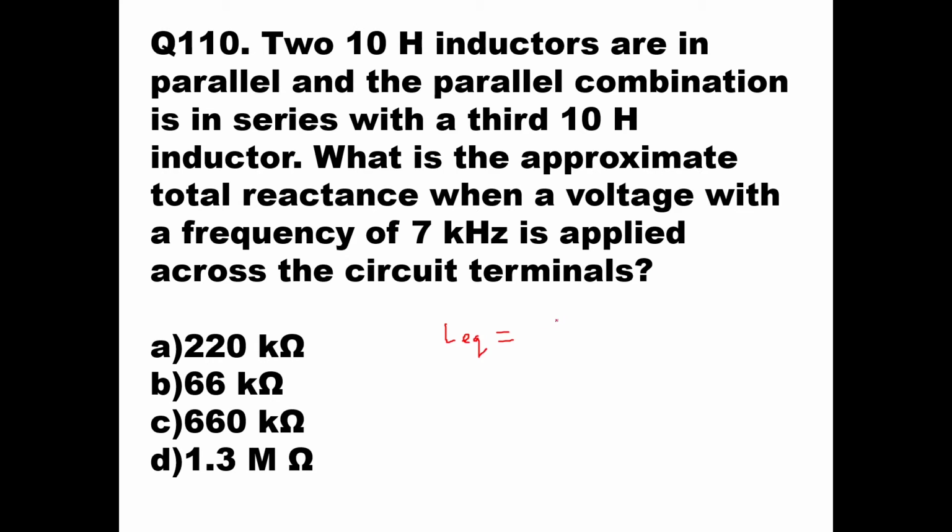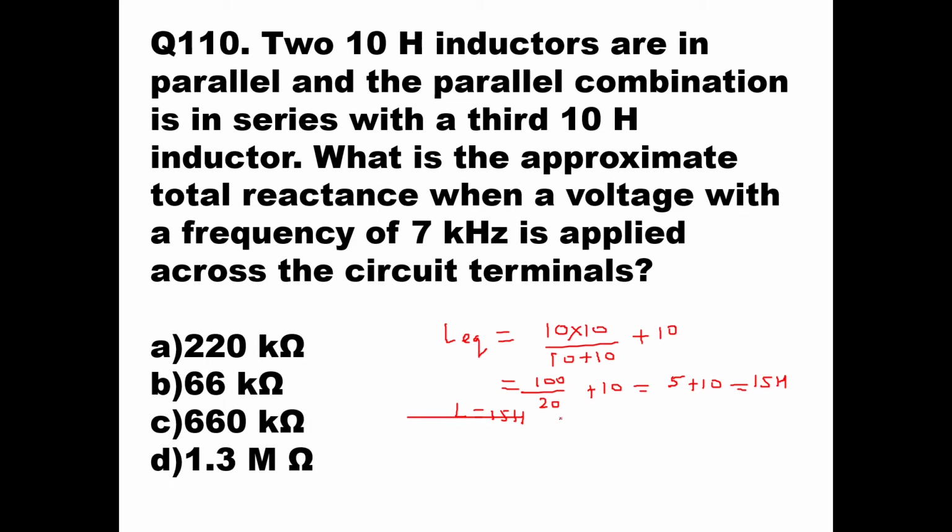L equivalent: two 10 Henry inductors are in parallel. That means 10 into 10 upon 10 plus 10. This is a parallel combination of two 10 Henry inductors, which is in series with 10 Henry. So this will come as 100 upon 20 plus 10, which is 5 plus 10. So this will come as 15 henries. So L is equal to 15 henries is the equivalent inductance.